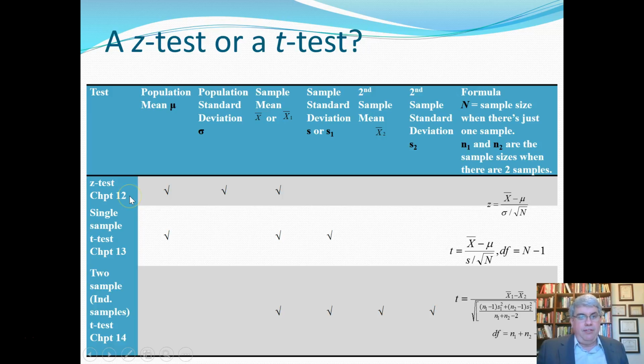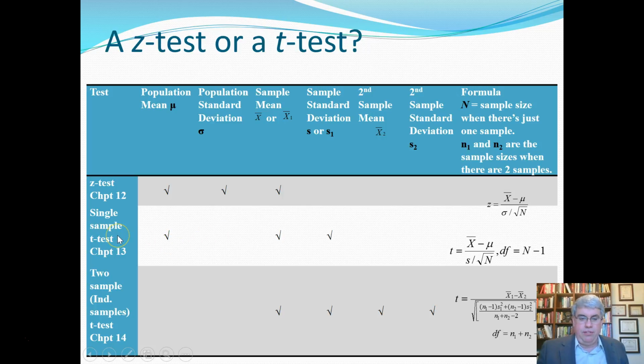Now for the z-test that we started off with, we need to know the population mean, the population standard deviation, and then we just need to have the average of some sample. And then we can use the z-test. Now the problem with this is that you have to know a lot of information about the population, and we usually don't have that. So if we want to compare a single sample to a population mean, we need to use the sample standard deviation rather than the population standard deviation.